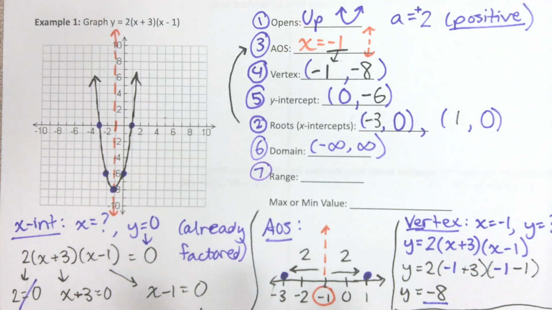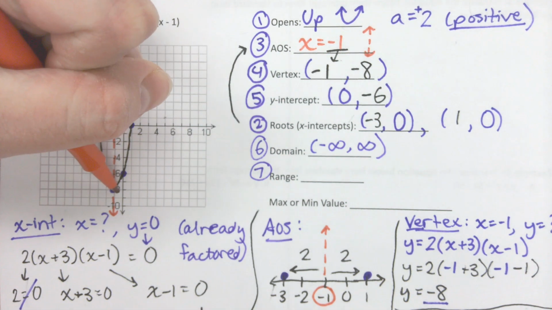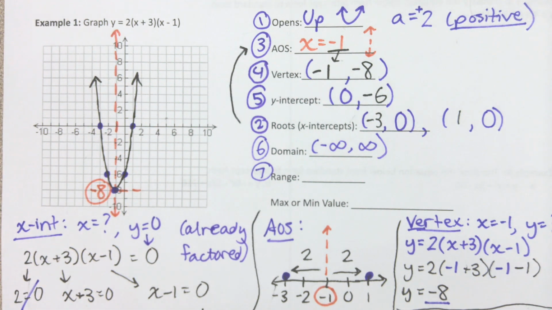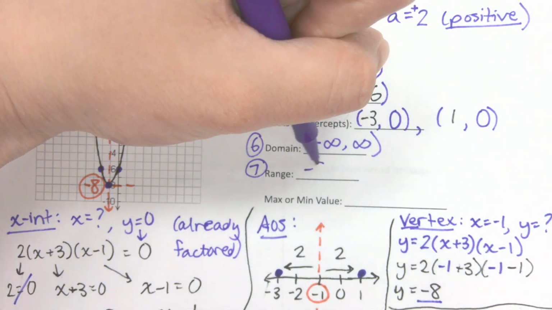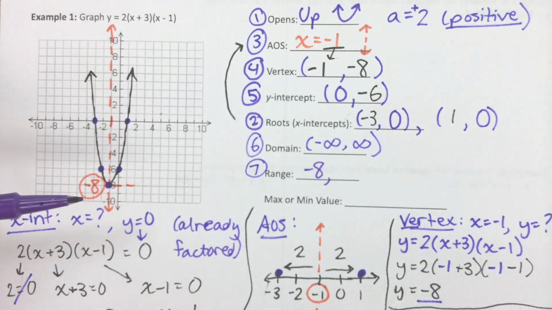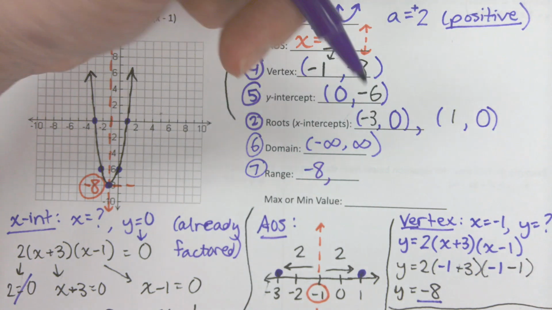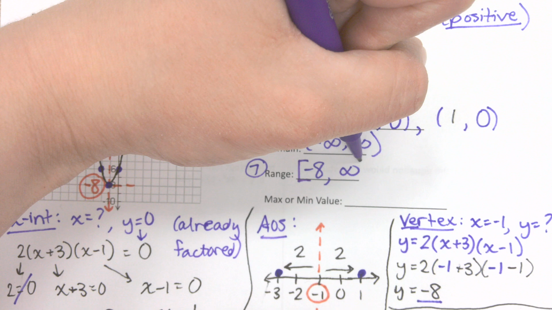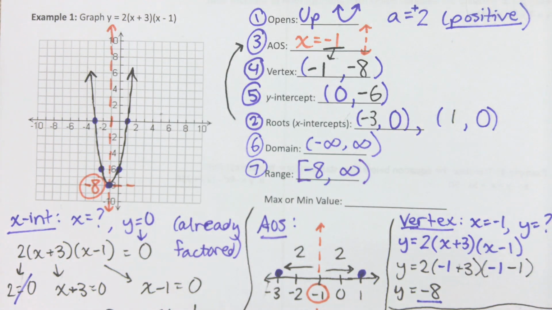Range, on the other hand, is never negative to positive infinity. Where's the bottom of the graph? -8. The bottom is right here at -8. So our range is -8. Where's it going up to? Positive infinity. Good. -8 will always get that bracket. The parenthesis always to the infinity.